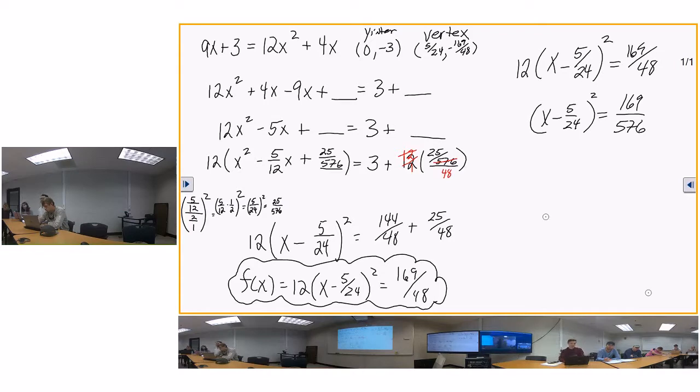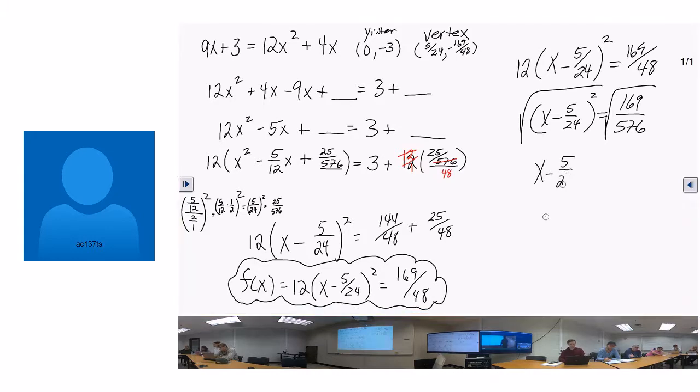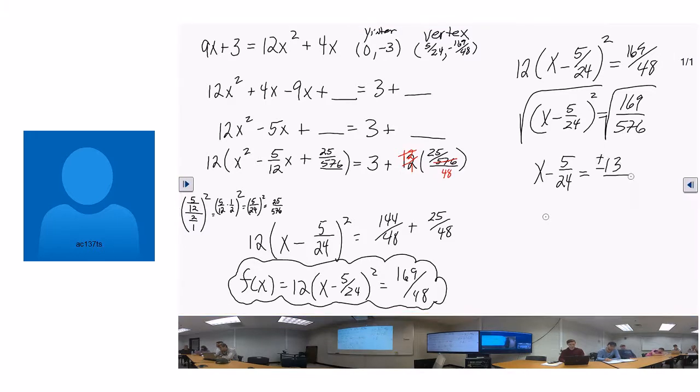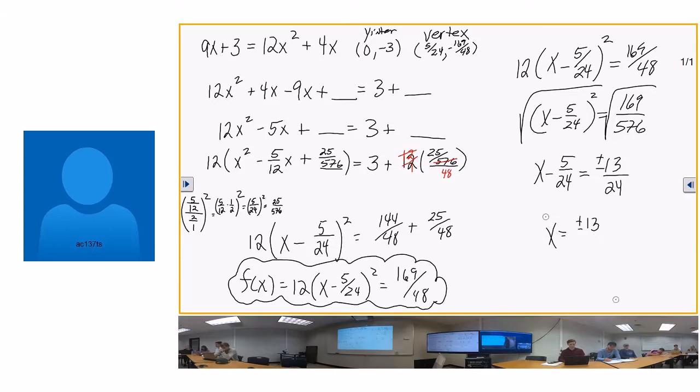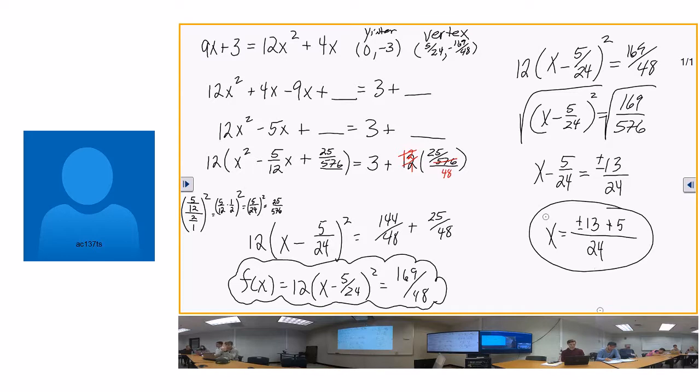Take the square root of both sides. X minus 5 over 24 is equal to 13 over what? 24. And X is equal to positive or negative 13 plus 5 over 24. I want you to finish, find the x-intercepts, the two x-intercepts. I want you to do that. And then I want you to sketch the graph, find the domain, range, increasing and decreasing, and the line of symmetry. So it'll take you about another couple of 3 minutes.